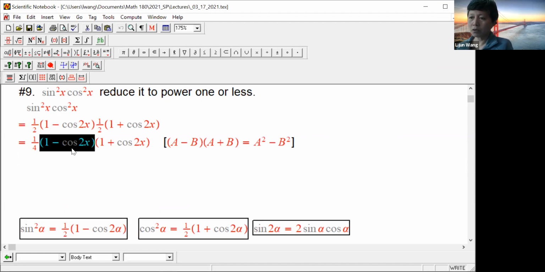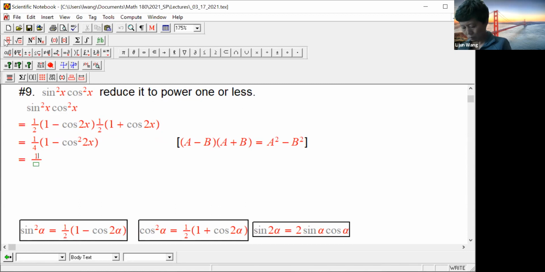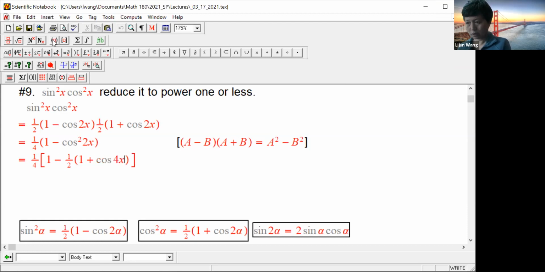Okay, so this part to me is going to turn into 1 squared minus cosine squared. 1 squared is 1. That's the formula I used. And next step, I have a quarter, and I'm going to substitute cosine squared 2x, and this will turn into 1/2 times 1 plus cosine 4x.